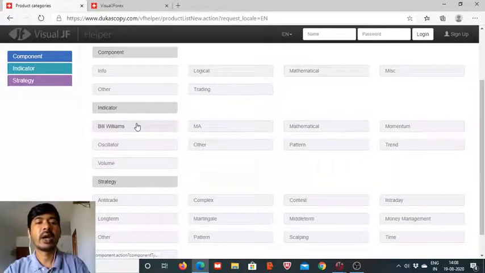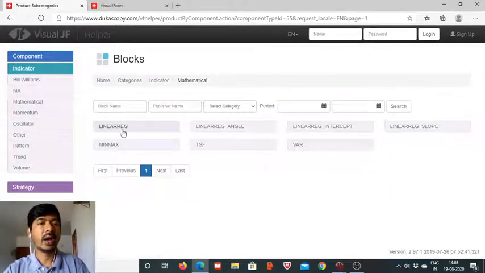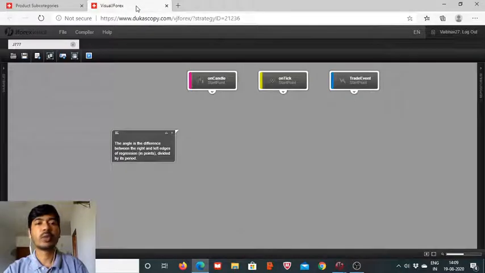So far we have seen Bill Williams indicators, then we moved on to the moving average indicators, and now it's the turn of mathematical indicators. In yesterday's session we had seen the linear regression, its uses, and how we can use that indicator on the Visual JForex platform. Today it's the turn of linear regression angle. We will see what it is about and how we can use it. Let's move to the Visual JForex board.